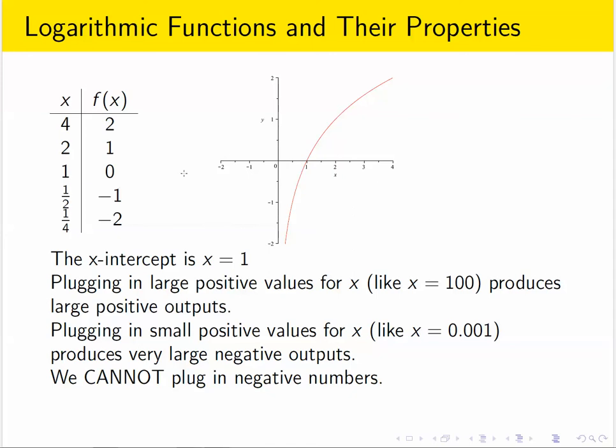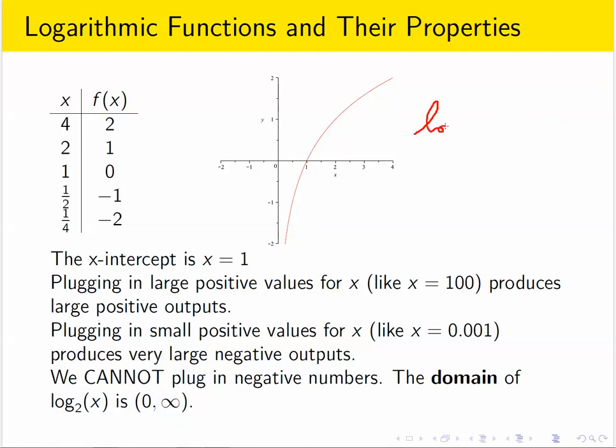And notice that there's no graph over here at all. We cannot plug in negative numbers at all. Another way of saying that is that the domain of this function is only positive numbers. You cannot evaluate the logarithm of a negative number. In fact, notice that this is a round parenthesis, not a closed bracket, so we're not including 0.